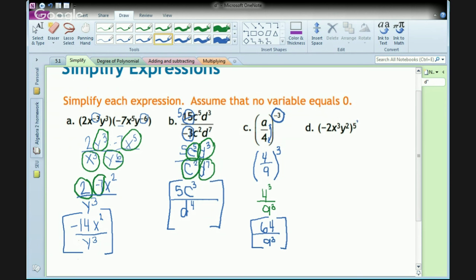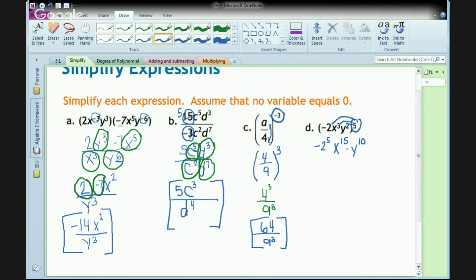Letter D, it has an exponent on the outside. So we're going to distribute that exponent to everyone. And when I have an exponent on the outside, I multiply them. So I'm saying negative 2 to the 5th power. Be careful, we're not saying negative 2 times 5. We're multiplying the exponents. Then I'm saying x to the 3rd times 5 gives me x to the 15th. And then y to the 2nd times 5 gives me y to the 10th.